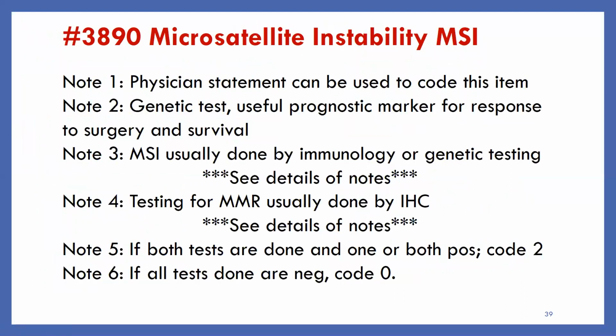Okay, moving on to the microsatellite instability, the MSI. This is a genetic test used as a prognostic marker for response to surgery and survival. Under Note 3 and Note 4, it gives very detailed information on the MSI in Note 3 and on the MMR in Note 4. If both of these tests are done and one or both is positive, code a 2. If all the tests are done or negative, then obviously code is 0.